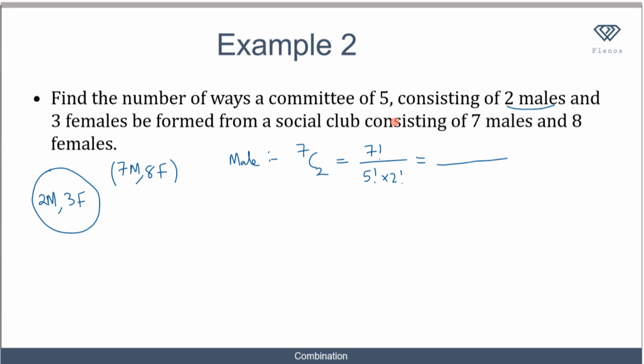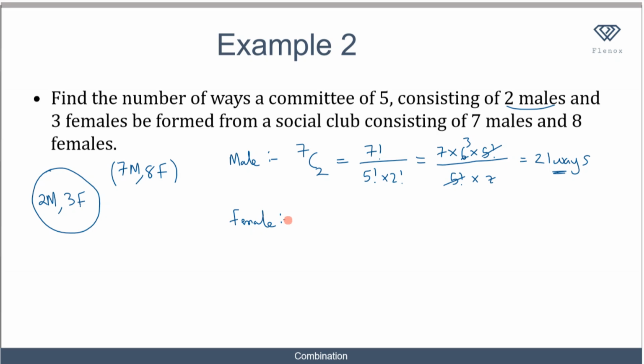7 times 6 times 5 factorial over 5 factorial times 2. This cancels this. I have 3. So 7 times 3 gives me 21 ways. So there are 21 possible ways in which I can select 2 males from 7 males. How about for the female?